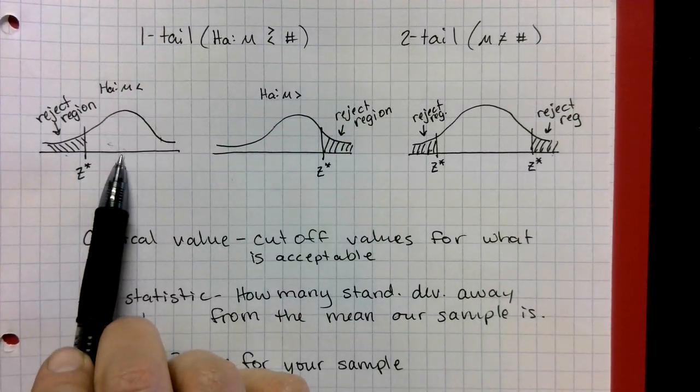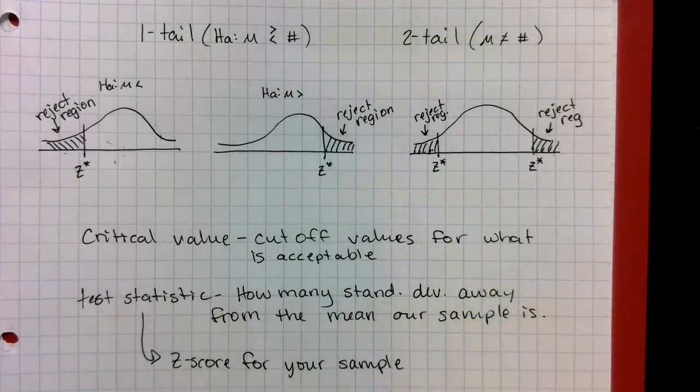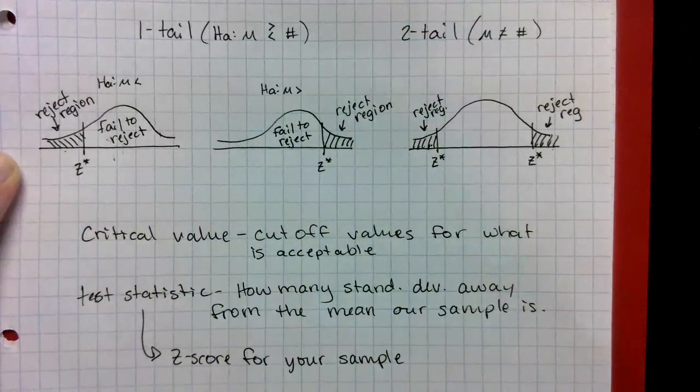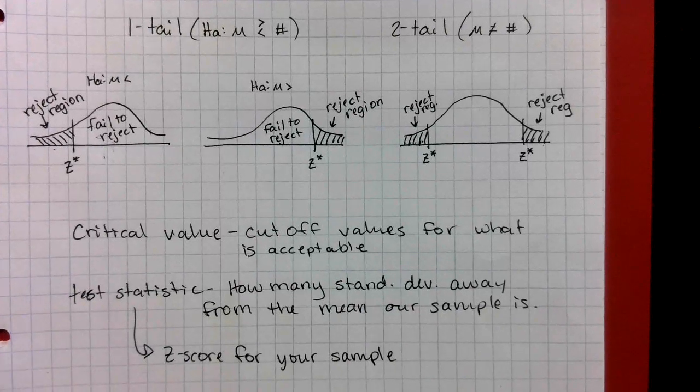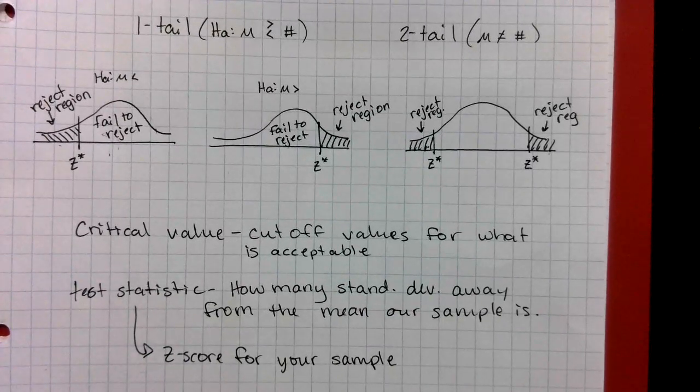Now, if it's in this non-shaded area, we either reject the claim or we fail to reject. So I like to think in statistics of this as we never admit defeat. Our goal is we want to prove people wrong. So it's always really satisfying when you get to reject the null hypothesis and say, haha, I was right. But we don't always get to do that. But I like to think of it like this.